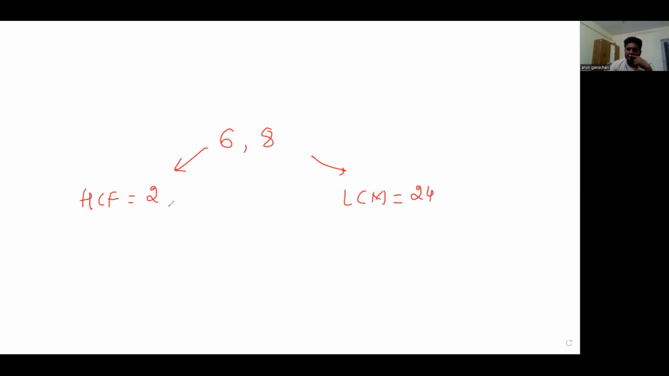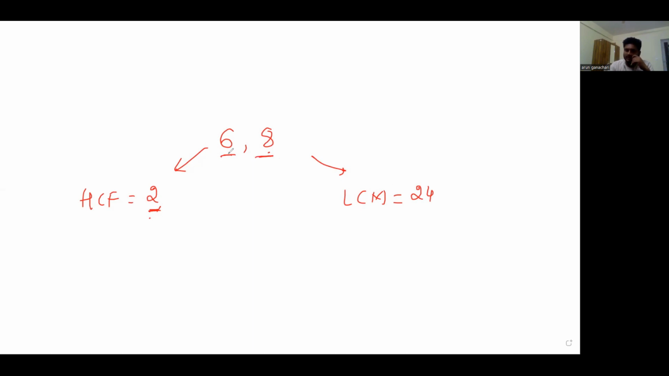Now understand the logic here. What is the logic? HCF should be a factor. What is the meaning of that? This 2, or for that matter whatever HCF you have, it should be able to divide my given numbers. What are my given numbers? My given numbers are 6 and 8. Does it divide them? 6 is divisible by 2 and 8 is also divisible by 2. Check for your LCM. Your LCM is divisible by 6 and 8, your given numbers.